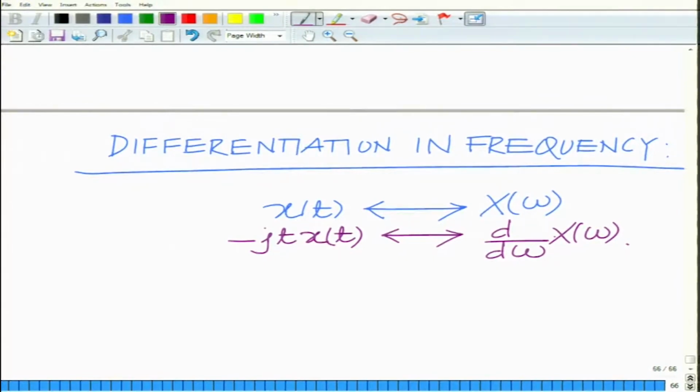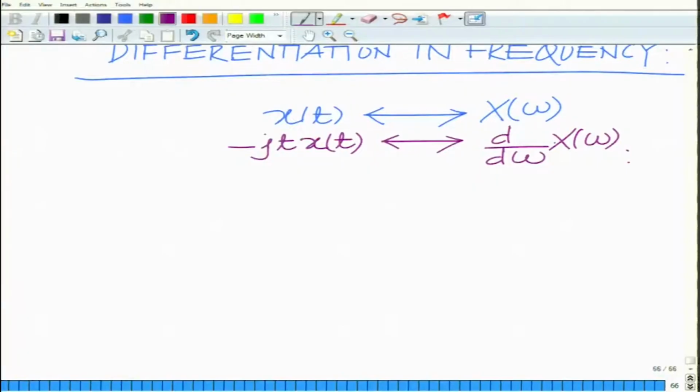That is, if you differentiate in frequency with respect to omega, the corresponding time domain signal is multiplied by minus j t. So, minus j t small x(t) has the Fourier transform d/d omega of capital X(omega). You can prove this similar to the proof for differentiation in time.